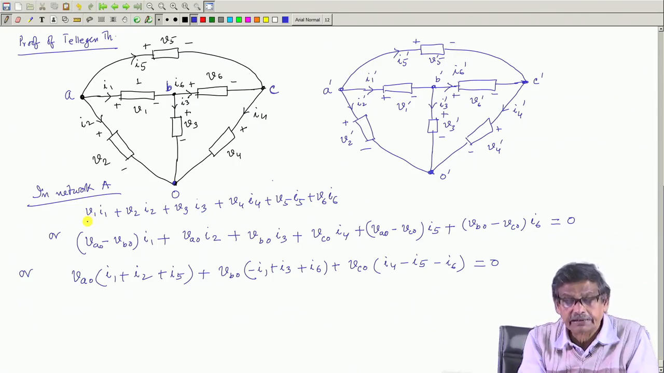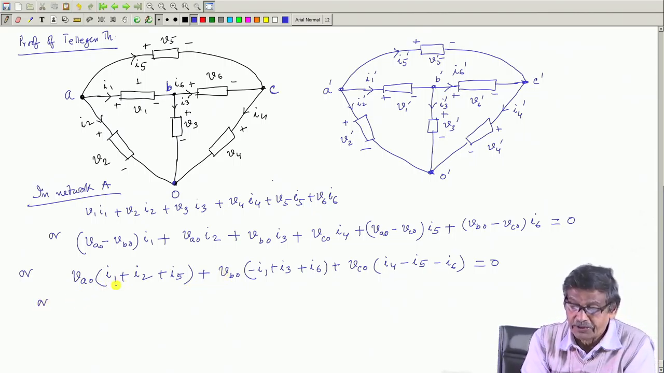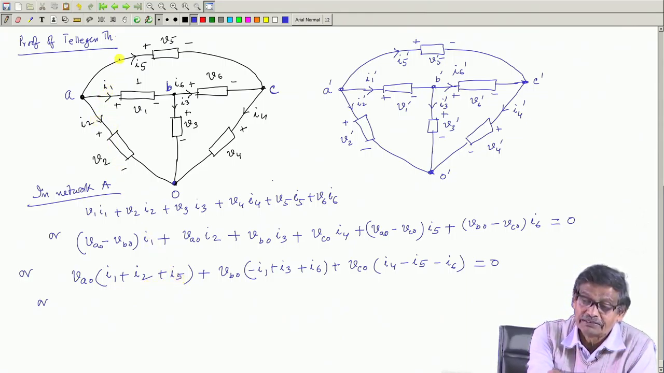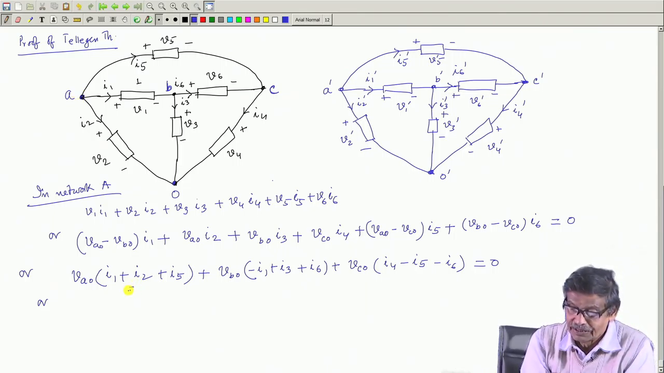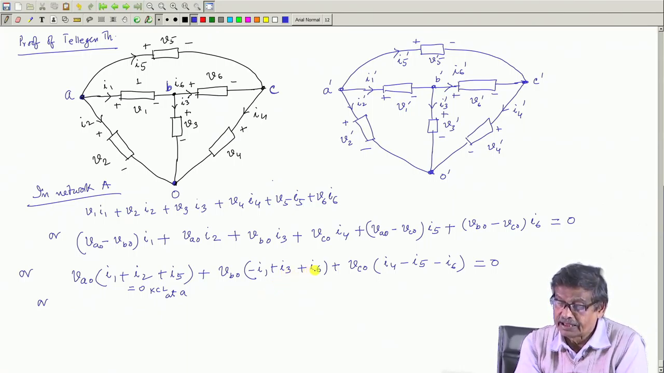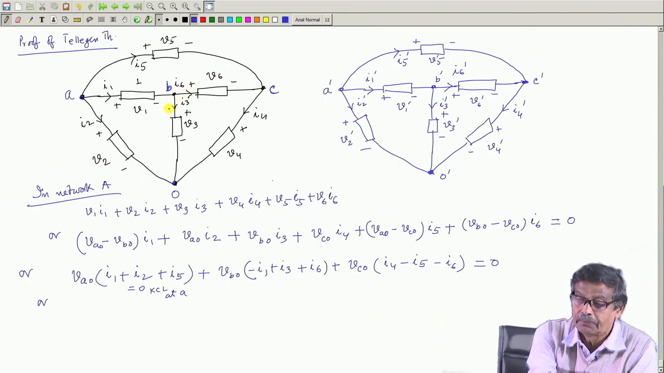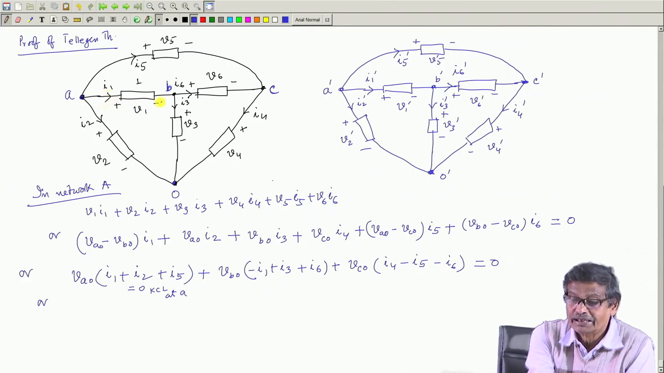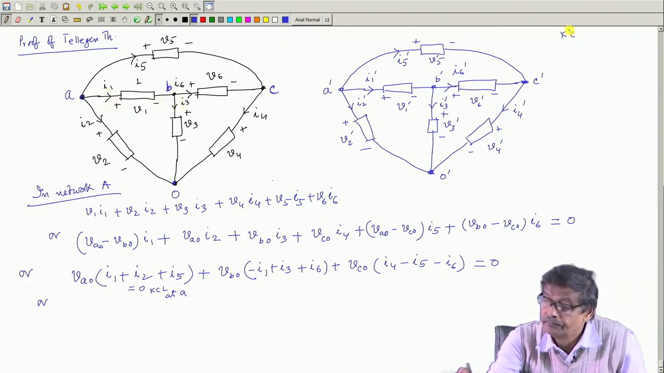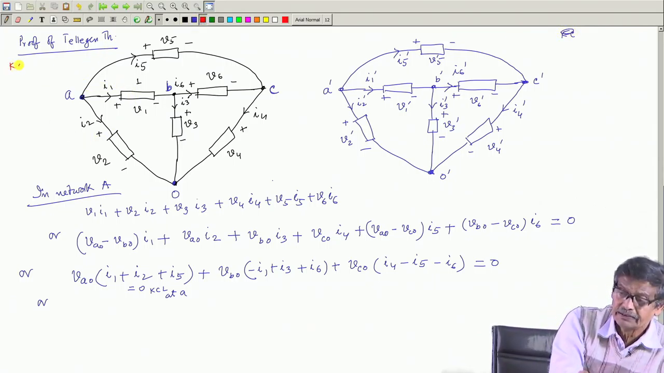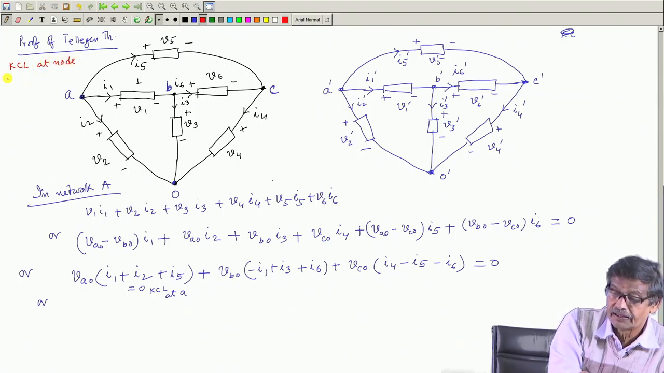You see, I have calculated the power across each element and expressed the same quantity in terms of node voltages and sum of the currents. Now, you see, I1 plus I2 plus I5 at junction A must be 0. This is KCL at A, is not? Similarly, I3 plus I6 minus I1 at node B, you see I3 plus I6 is equal to minus I1. So, here I write KCL at node A, what it will be? All currents are going out from the node: I1 plus I2 plus I5, this must be equal to 0.